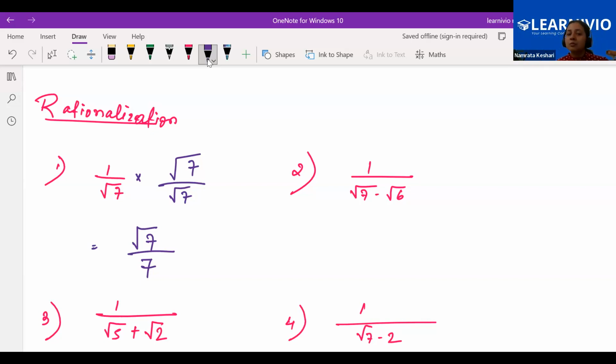If one root term is there, then take one more root term and do the multiplication in the numerator and denominator. Denominator became root 7 into root 7, only 7, and numerator became root 7. This is our answer. Hence, we are done with the rationalization part. What about the next one? What to do for the next one? Again, the purpose is the same, to remove the square root.